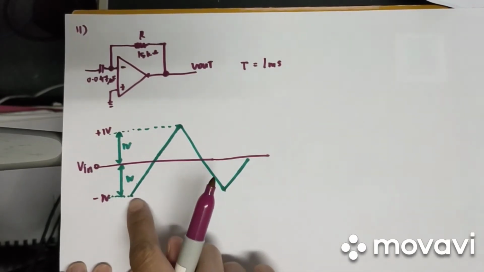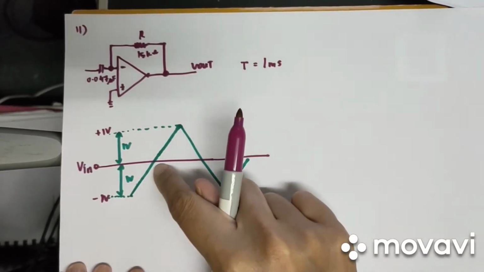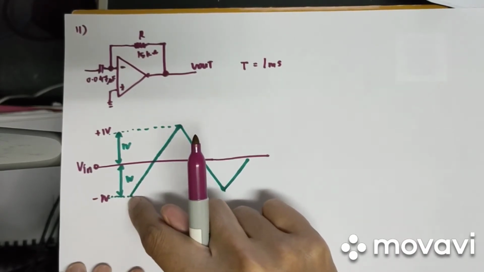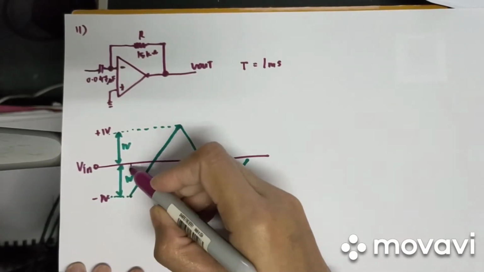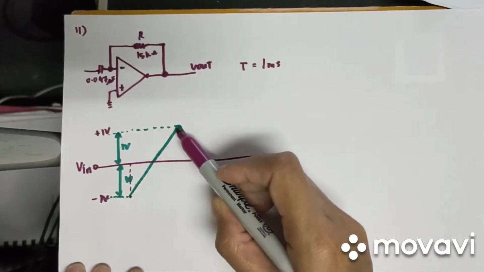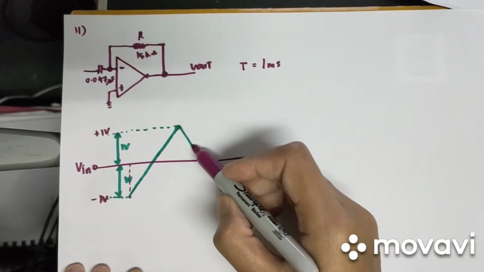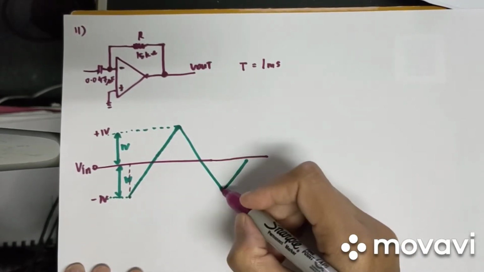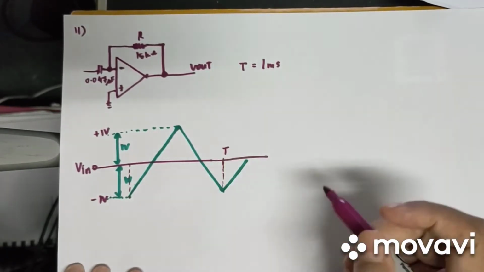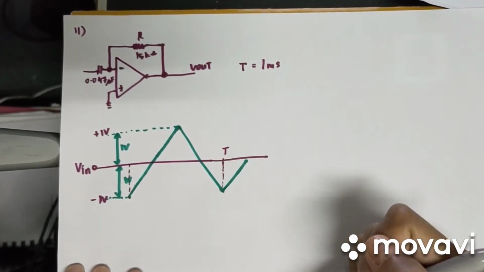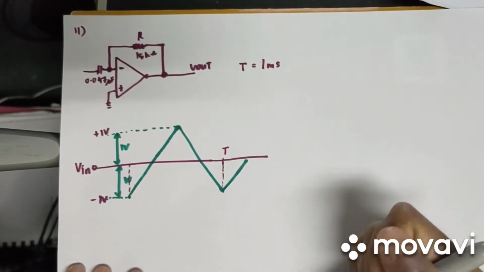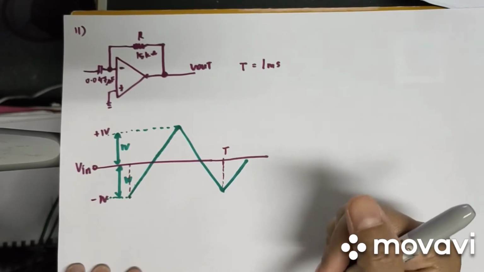In this case, a complete cycle is considered from here, let's say from this point down here, and then this is the positive going ramp input. So up till here is one complete cycle. So from here to here is T. Now we proceed to the question.